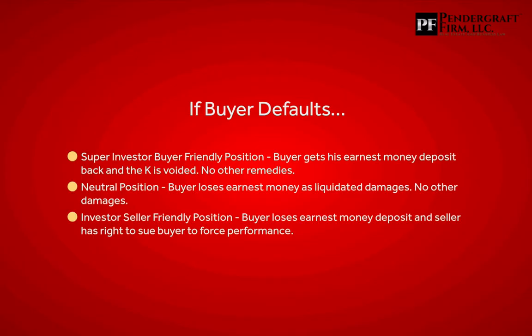If buyer defaults. So the super investor buyer friendly position is the buyer gets his earnest money deposit back and the contract is voided and there are no other remedies. Yeah, good luck getting this in your contracts. Some of the neutral position is if a buyer loses his earnest money deposit as liquidated damages, and then there are no other damages. So buyer just loses his money that he put up.